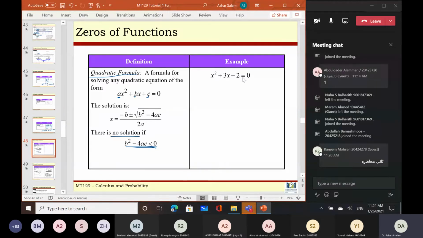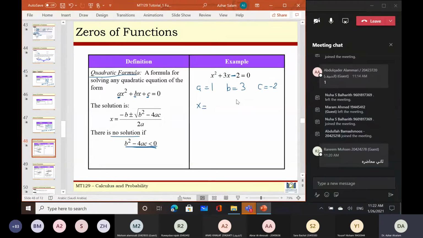For example here, I have x squared plus 3x minus 2. The value of a is 1. The value of b is 3. And the value of c is minus 2. I take it with the sign, minus 2. Okay, now apply the quadratic formula. Substitute in the quadratic formula.